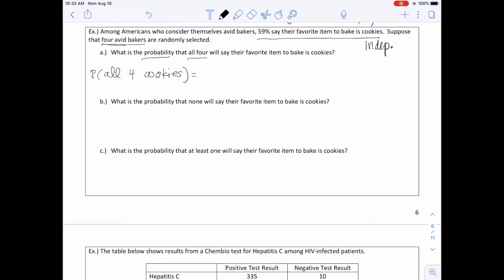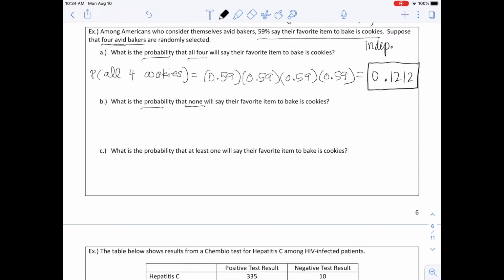So the first one here says the probability that all 4 like to bake cookies is going to be the probability that the first person likes to bake cookies, which is 59% or 0.59. The second person likes to bake cookies, which is 0.59. Third person, also 0.59. And then the fourth person, 0.59. Another way to write this is 0.59 to the 4th power. When you multiply this all out, you get 0.1212. Again, rounding our probabilities to 4 decimal places.